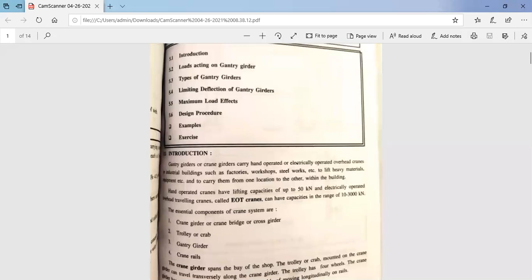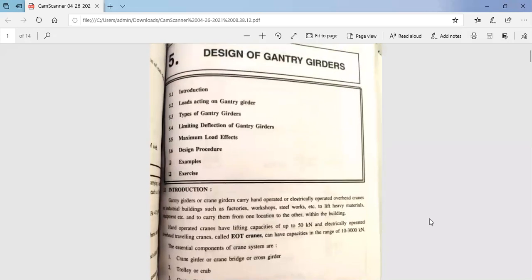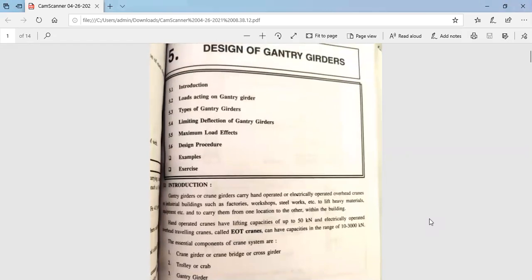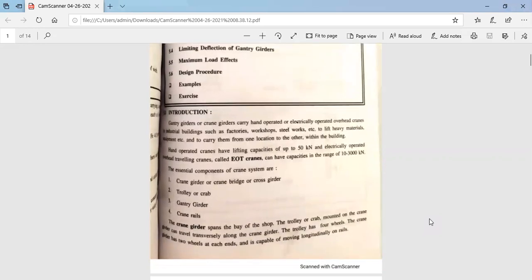Good morning, students. Today our chapter is the design of gantry girders. So here, starting with some basic introduction, what is the definition of gantry girder and what are the components included in this type of girders?